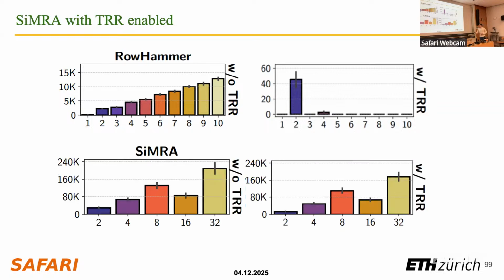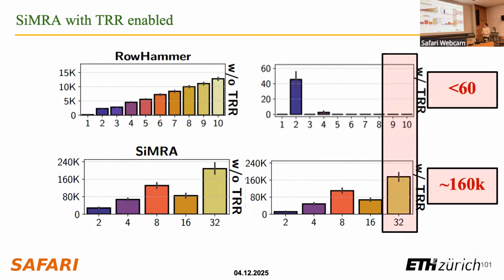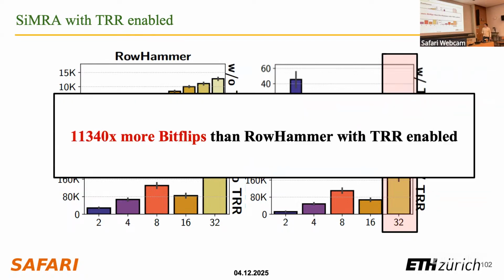For SIMRA, you'll be able to see that it is not very much impressed with the effort of TRR. So the reduction in bit flips from non-TRR to TRR is very small. And we have over 160,000 bit flips still with the 32 simultaneous activations, whereas for RowHammer we had less than 60 for our most successful pair. Yeah, on average, this is a big increase, 11,340 times more bit flips. Should send you worrying about your data center, I guess.